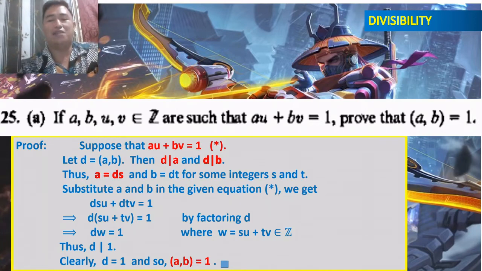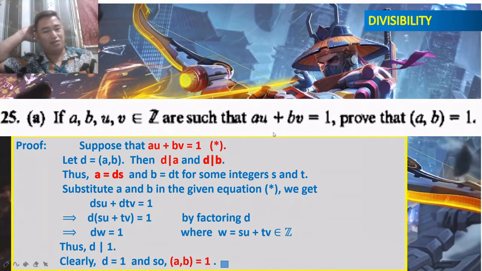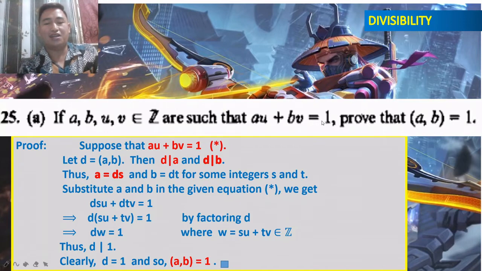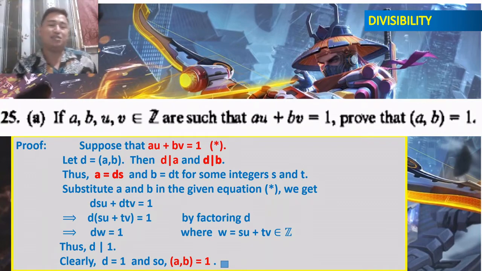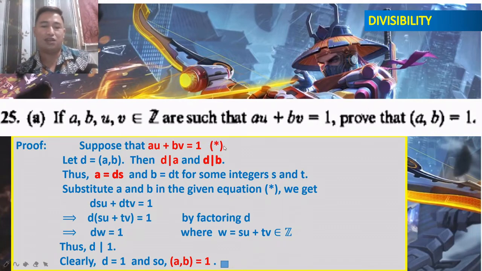Recall the theorem: if the GCD is D, then D can be written as AU plus BV. But caution: it does not mean that if AU plus BV equals D, then D is the GCD. It works only if D is 1. Okay, proof. Suppose that AU plus BV equals 1. Call this equation asterisk. Let D be equal to the GCD of A and B.